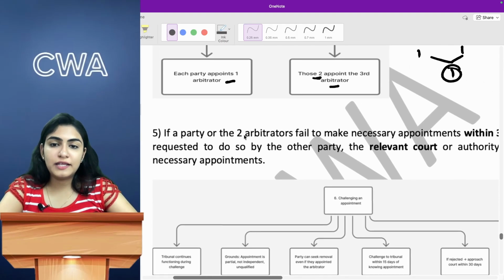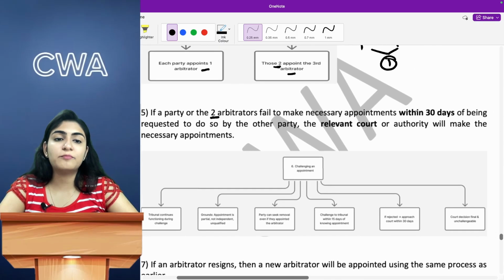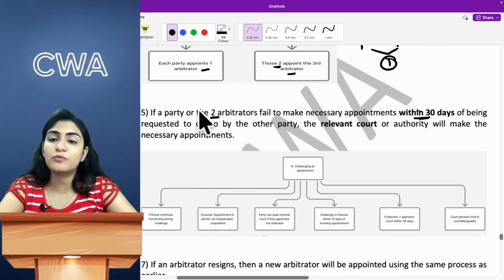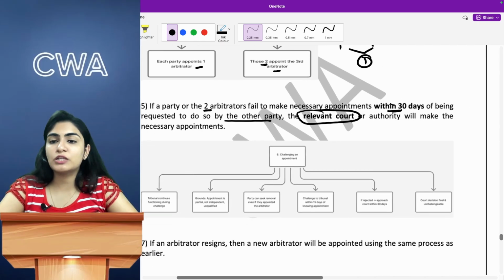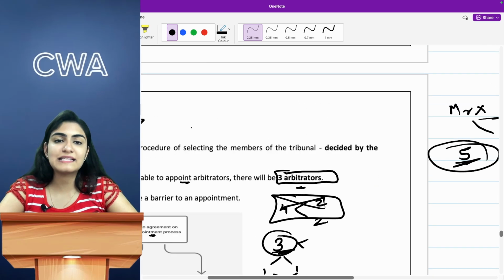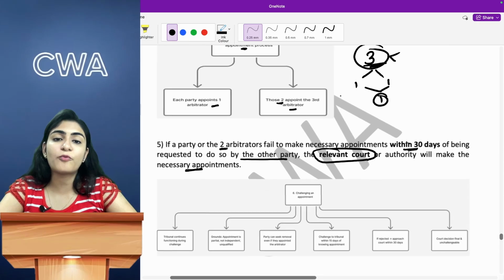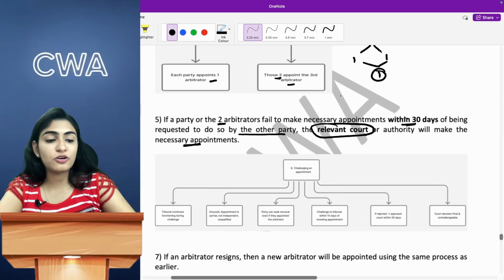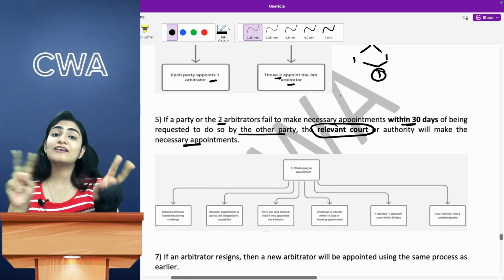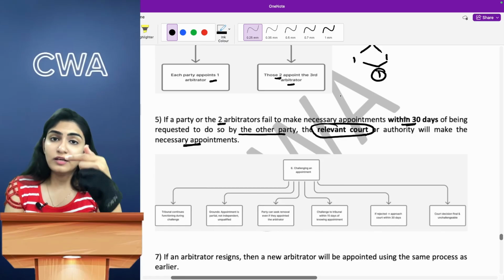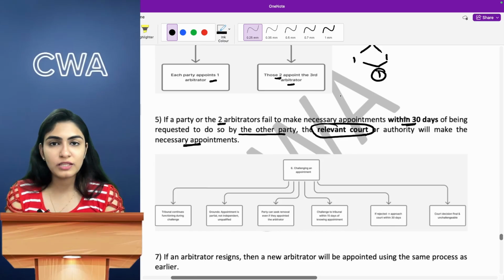Now, if a party or the two arbitrators fail to make necessary appointments within 30 days of being requested to do so by the other party, the relevant court or authority will make the necessary appointments. As I said, ma'am, why is court relevant here? Why did we discuss the point of that court? It is relevant because let's say both the parties appointed one arbitrator. Now these two arbitrators are supposed to appoint the last arbitrator. Let's say these two arbitrators are also not able to appoint the last arbitrator.